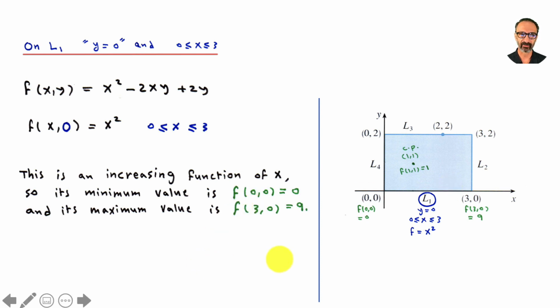Because the graph, or the values, not the graph, they go like this. So it keeps increasing when you trace it on the surface S. So all I need is the endpoints and to find the values. Let's go to L2.